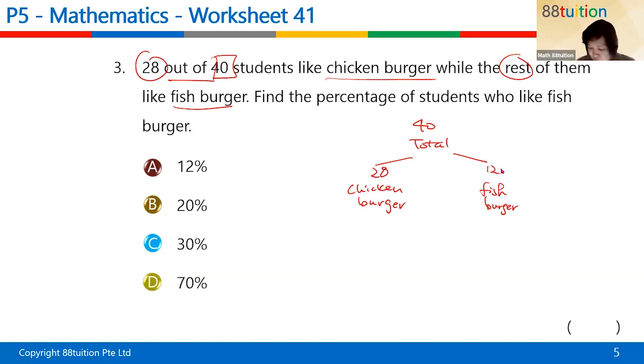Okay. So find the percentage of the students who like fish burger. So I express them into a fraction and multiply by 100%. Okay, so I reduce this to the simplest form, I will get 30% for this.